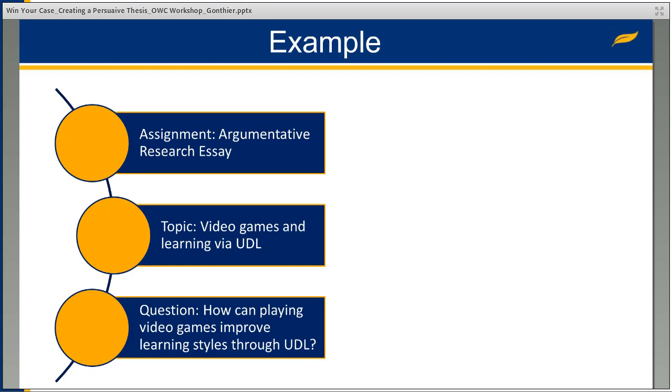So I had an interest in that, and then now I'm saying, all right, well, video games and learning. Okay, that's the topic. Now the question is going to be, how can playing video games improve learning styles through UDL? Now that's very specific. The big topic is video games and learning. You can find lots of very general research about that too. But for a paper like this, you're actually coming right out and very specifically saying something.